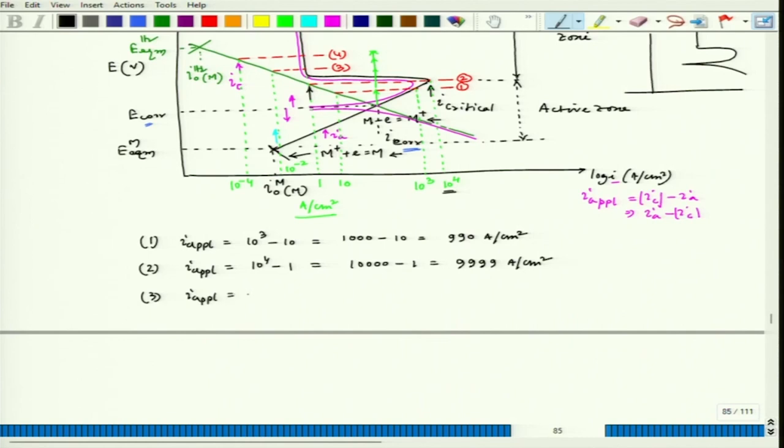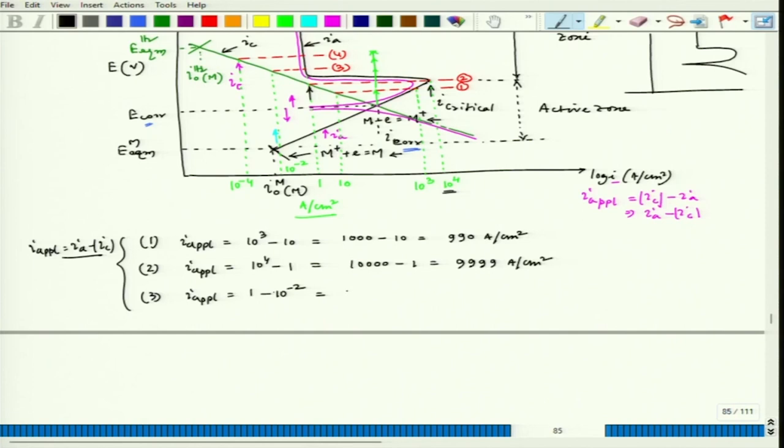I applied would be 1 minus 10 to the power minus 2. And this I applied here, all the cases equal to Ia minus Ic. Since this is Ia, this is Ic, and Ic is negative because of its direction. So that's what I am taking a mod value. So I am just bothered about the values, magnitudes.